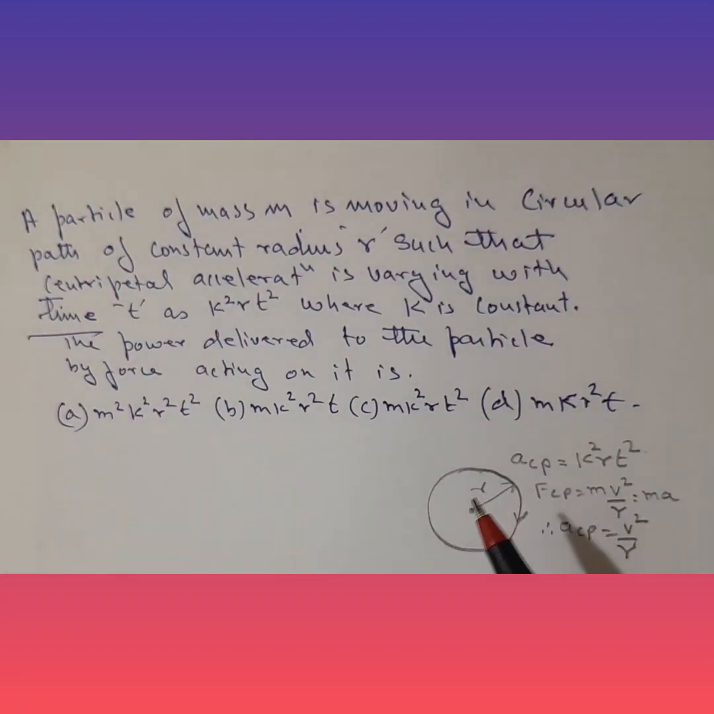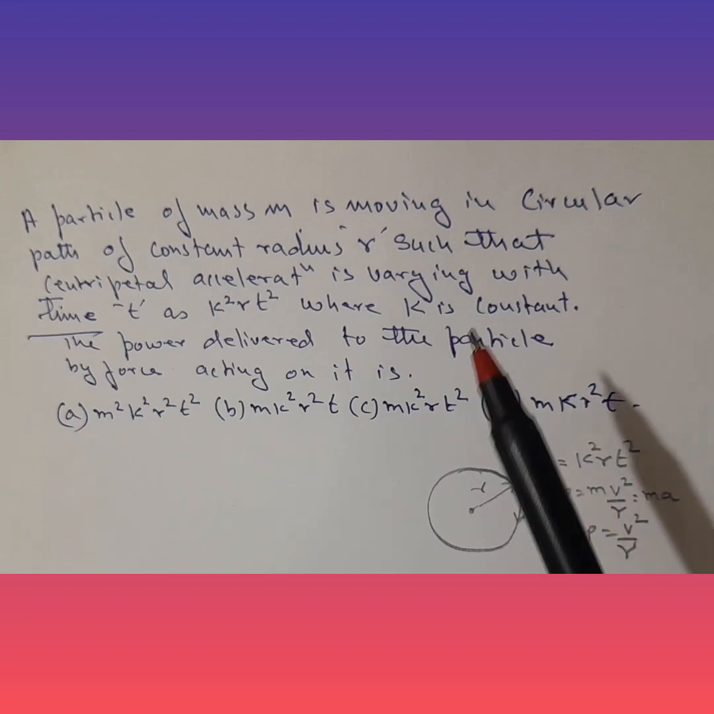How do we do this? To get into it, there are a few things that you should be aware of. First of all, it's a circle which is moving this way. I have made it clockwise with radius r. Now what has been provided is centripetal acceleration, which is k square r t square as per the numerical.